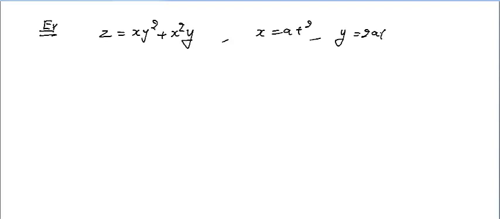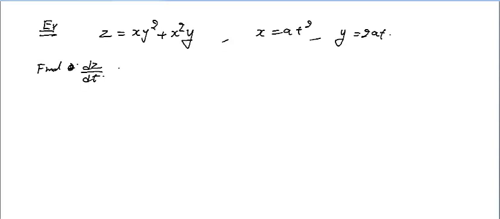So let's discuss one example. The example is z is equal to xy squared plus x squared y, and x is equal to at squared and y is equal to 2at. You have to find dz by dt. You name it as a total derivative also, or you can name it as a composite differentiation.